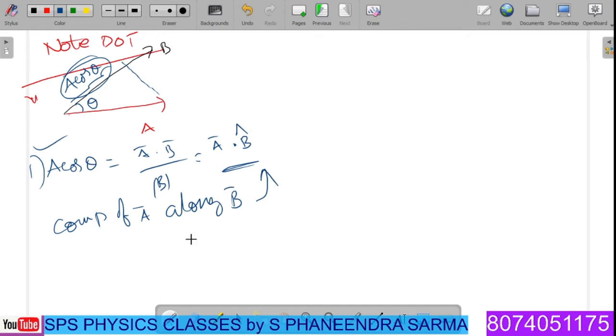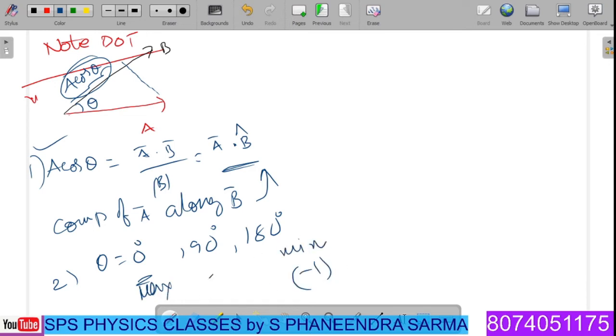Now, next thing. Suppose in the examination theta is sometimes 0 degrees, or 90 degrees, or 180 degrees, the angle between them. 0 degrees means we get a maximum value, 180 degrees means we get a minimum value because cos 180 is minus 1. 90 degrees means we get 0. Therefore, the dot product is sometimes also 0. Very important thing.